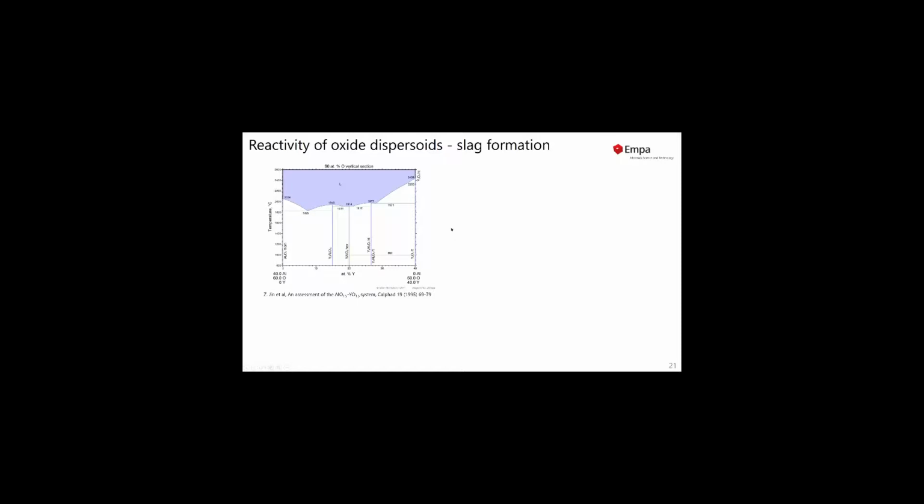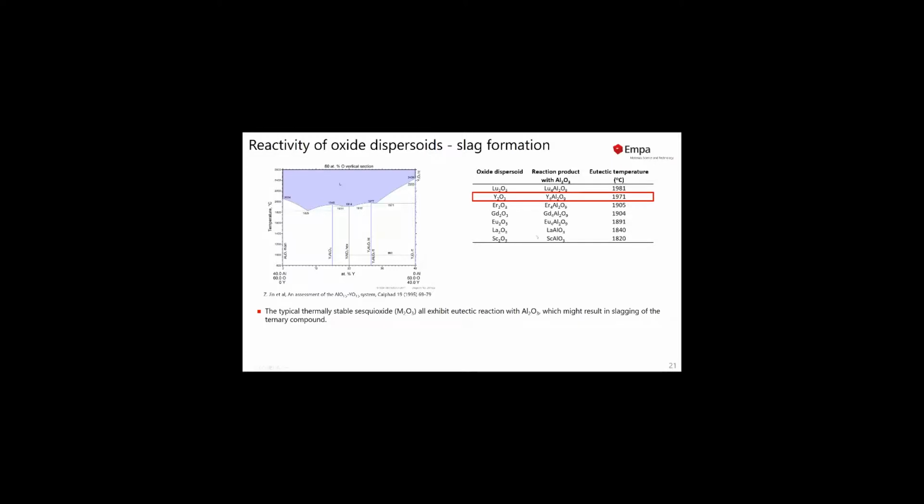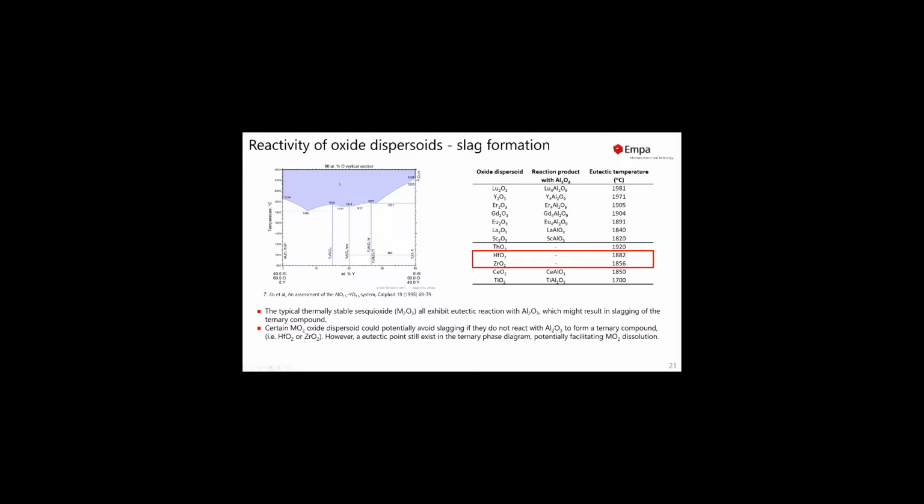And the question is, can we use other oxides, so not yttrium oxide? And so the typical thermally stable oxides of this type, M2O3, if we look into those, they all exhibit these eutectic reactions with aluminium oxide, which might result in slagging of the ternary compound. So that seems to be difficult. Then there are some other MO2 oxide dispersoids. They could potentially avoid slagging if they do not react with aluminium oxide to form a ternary compound. However, also in these ternary phase diagrams, eutectic points still exist, potentially facilitating the dissolution of these oxides. And again, this is a bit of a trade-off, and there is no ideal solution to mitigate that. But it would be worth a try also to look into other oxides as strengthening material.